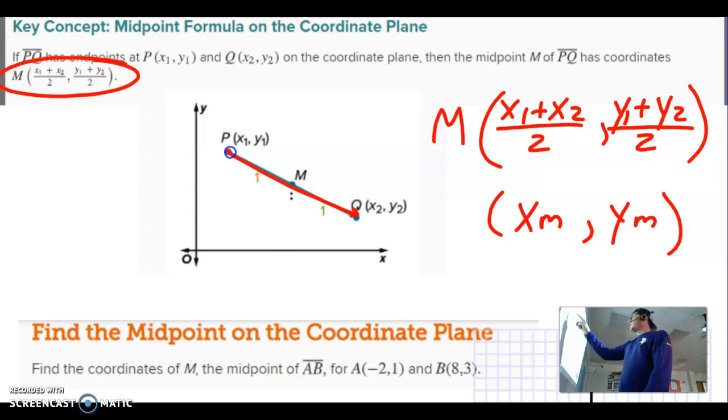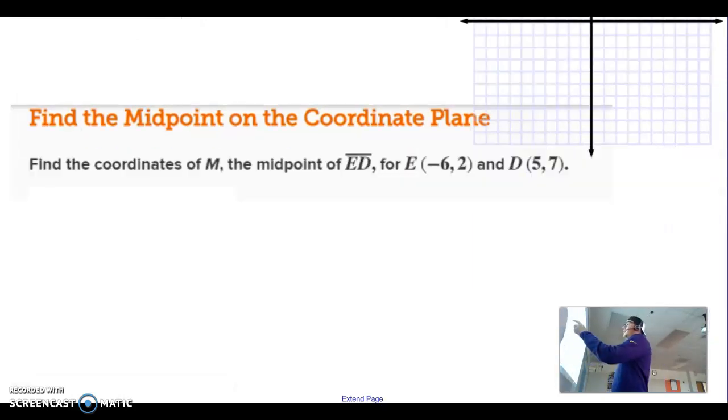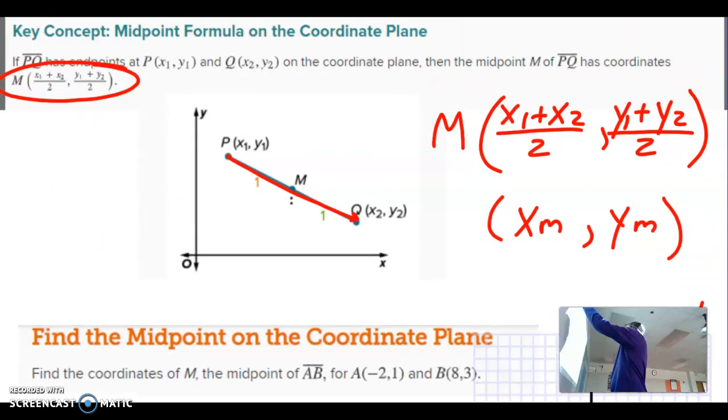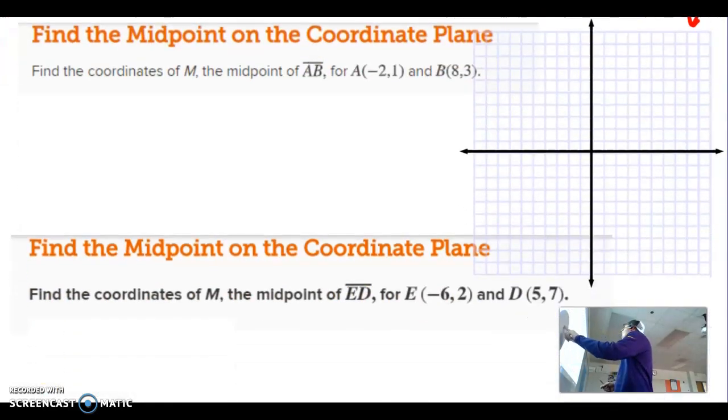Okay, so let's look at our first example. Now, you do not need a graph. You do not need a coordinate plane to do this. We're going to show you one on a coordinate plane. It's visual. It's nice to see. But we'll look at the second example then and show you that you don't have to have that. With this formula, you do not have to have a coordinate plane.